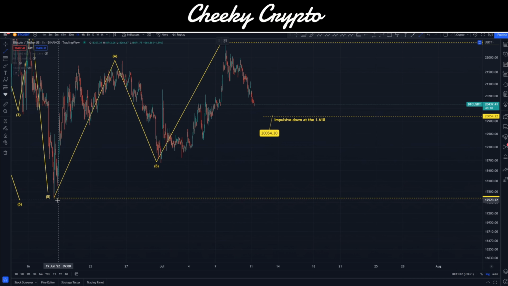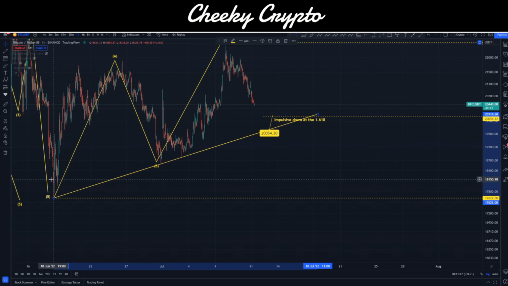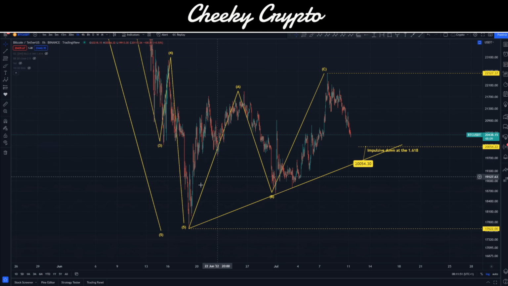Now, the other thing that we've got to bear in mind is that we are still potentially in a bear flag. So we have our little upward trend line just here, for example. We could come back down and retest this and continue to set these higher lows.